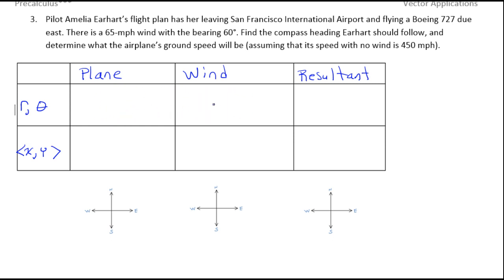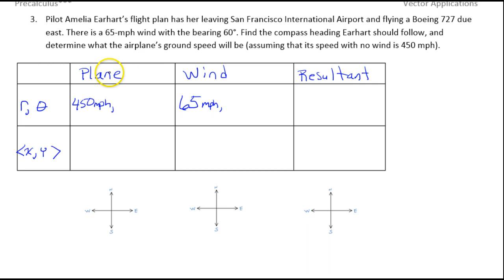for the plane and the wind. Now they mentioned that the plane speed is 450 miles per hour. So that is the magnitude of the plane velocity, 450 miles per hour. So we just need to go back and find the direction. But for now, let's switch over to the wind. It's a 65 mile per hour wind. That's the magnitude of the wind velocity, 65 miles per hour.